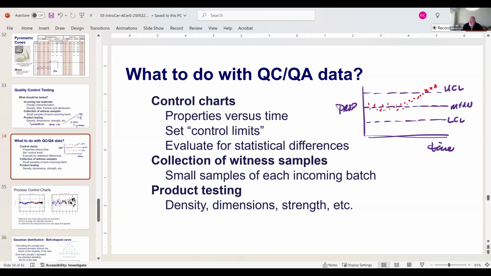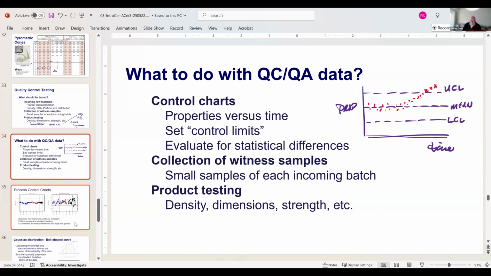So how do you set the control limits? They're usually established by the process, by collecting data, seeing what works, and setting your control limits. The tighter you make your control limits, the more expensive your raw material will be. Or if you're measuring density and your density starts creeping down, then you can anticipate a problem coming up.